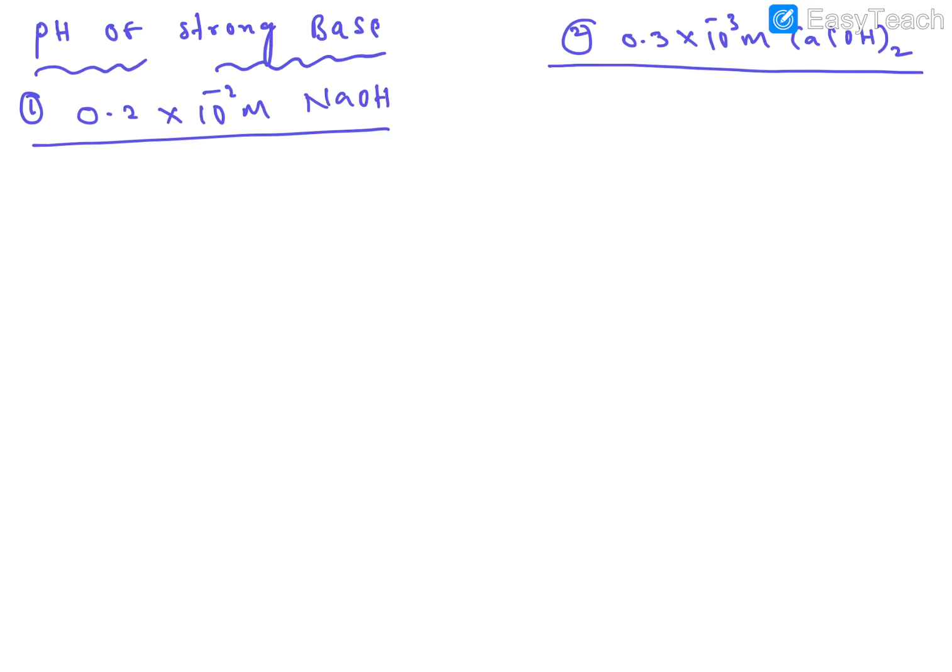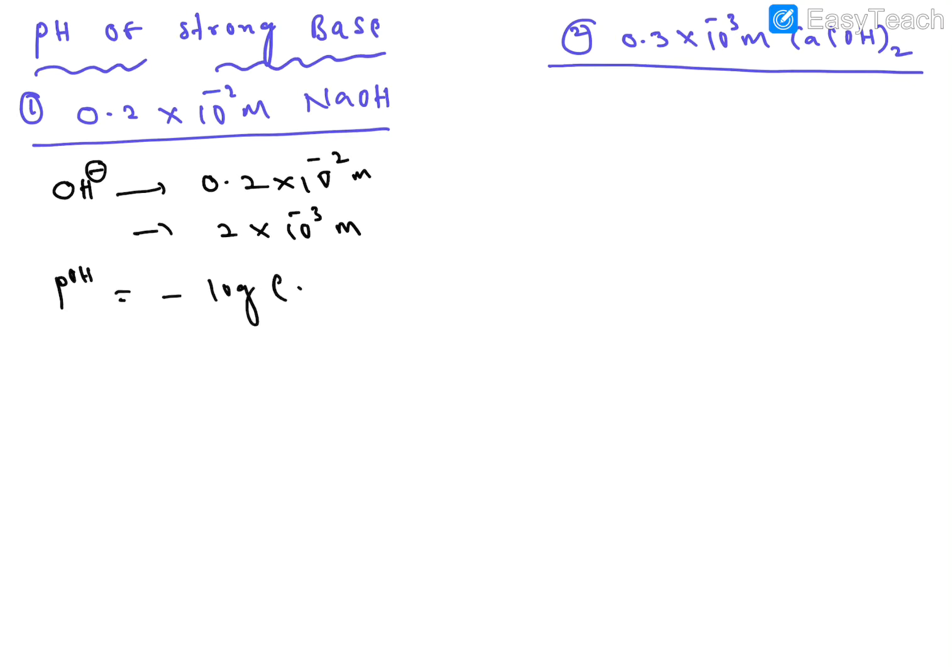Here is the pH of strong bases. What is the OH minus concentration here? It is 0.002 molarity, which we can also write as 2 into 10 to the power of minus 3 molarity of OH minus. We know the pOH formula: pOH is equal to the negative logarithm of the OH minus concentration, which is 2 into 10 to the power of minus 3 molarity.